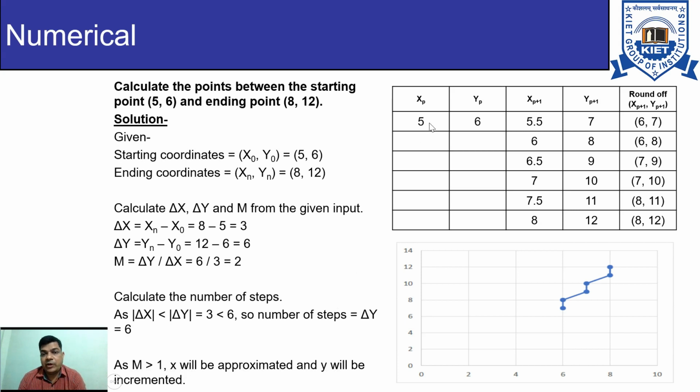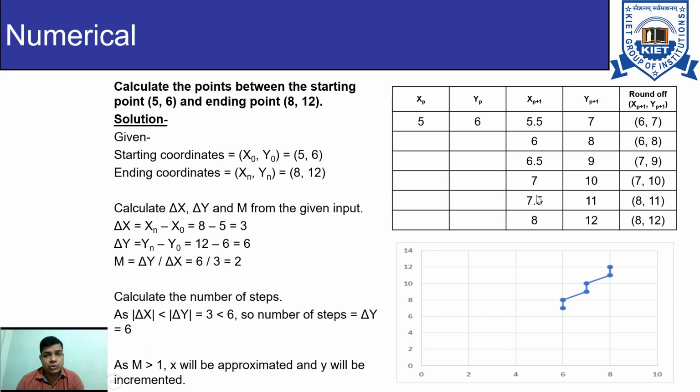So we start from the initial point (5,6), and we know that the slope is more than 1. So I am simply incrementing the value of y. I am starting from 6, the next incremented value is 7, then 8, 9, 10, 11, and finally I get the value 12, and this is my final point.